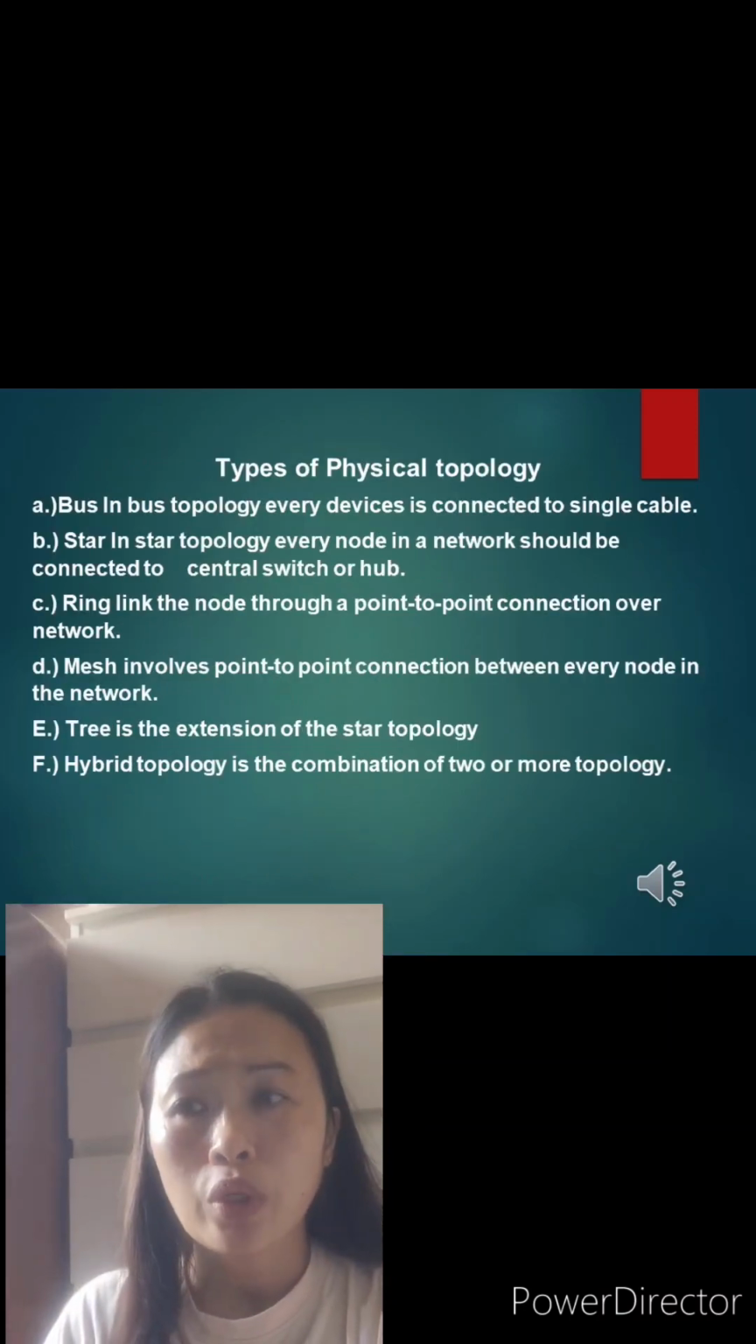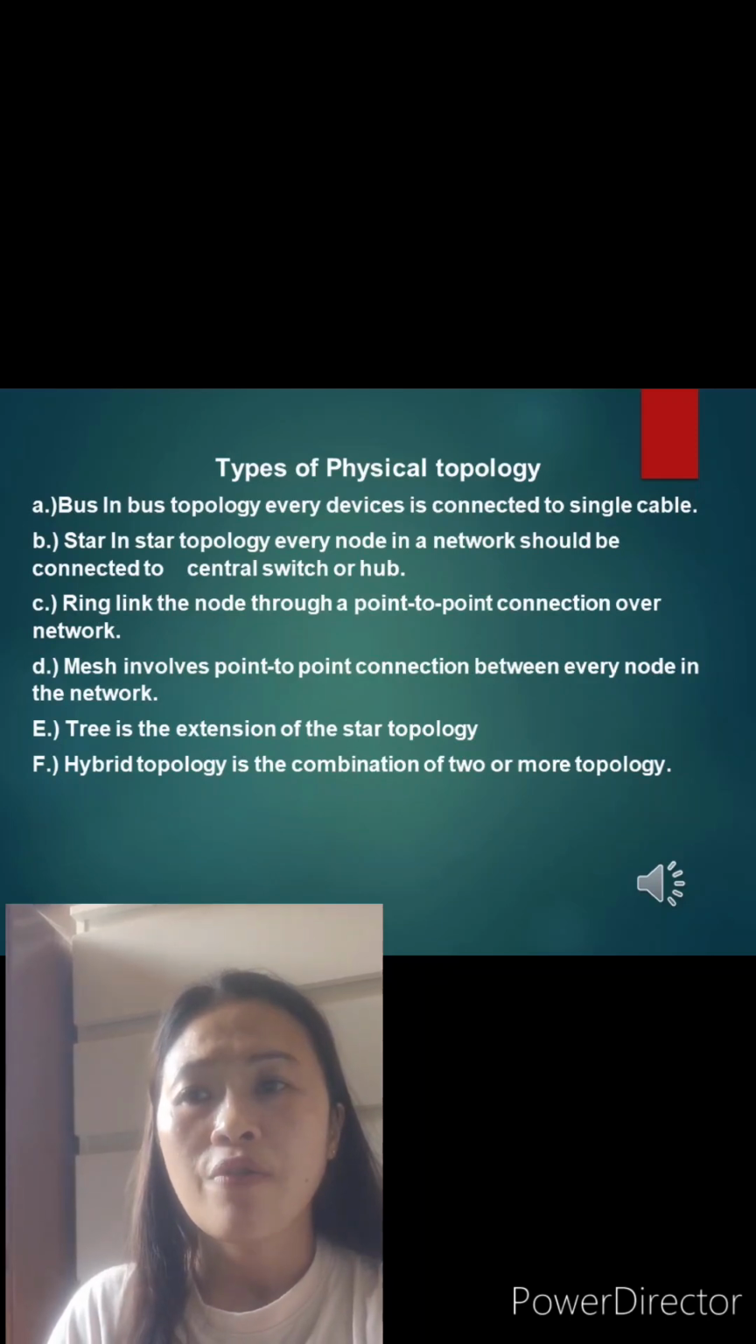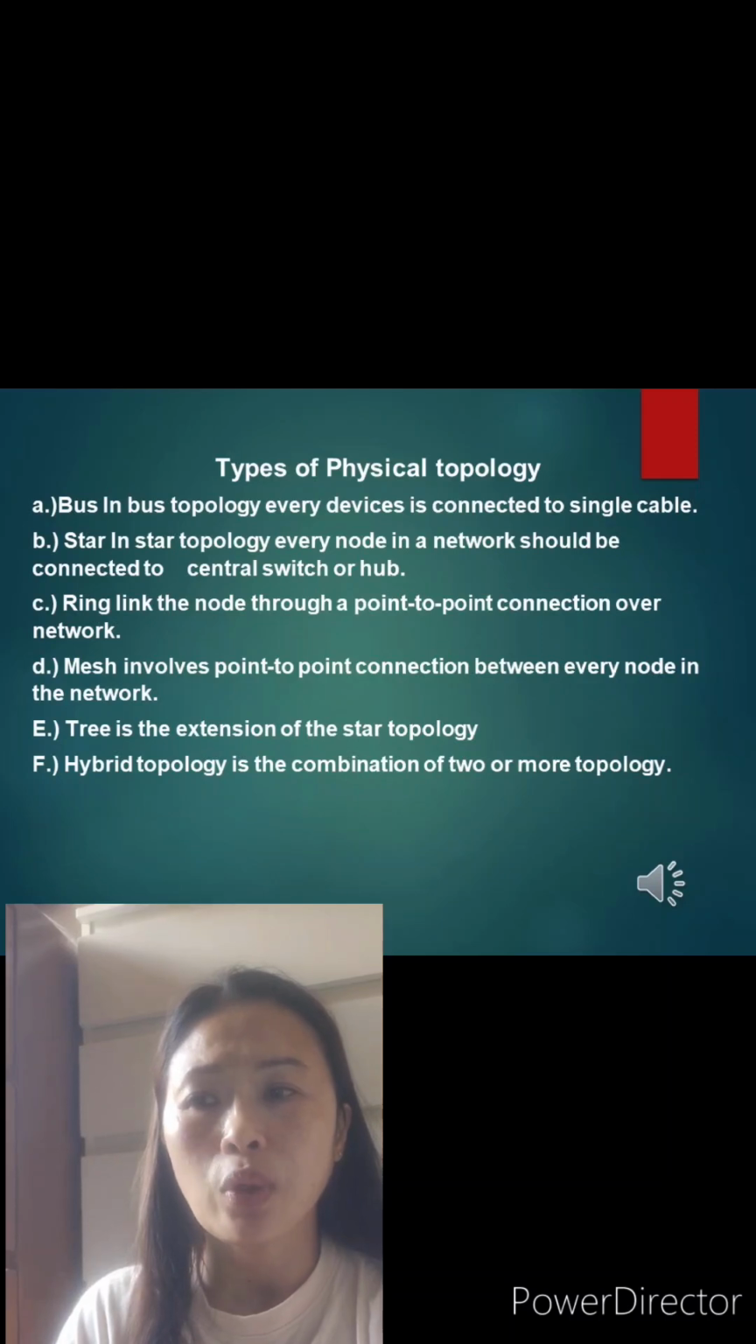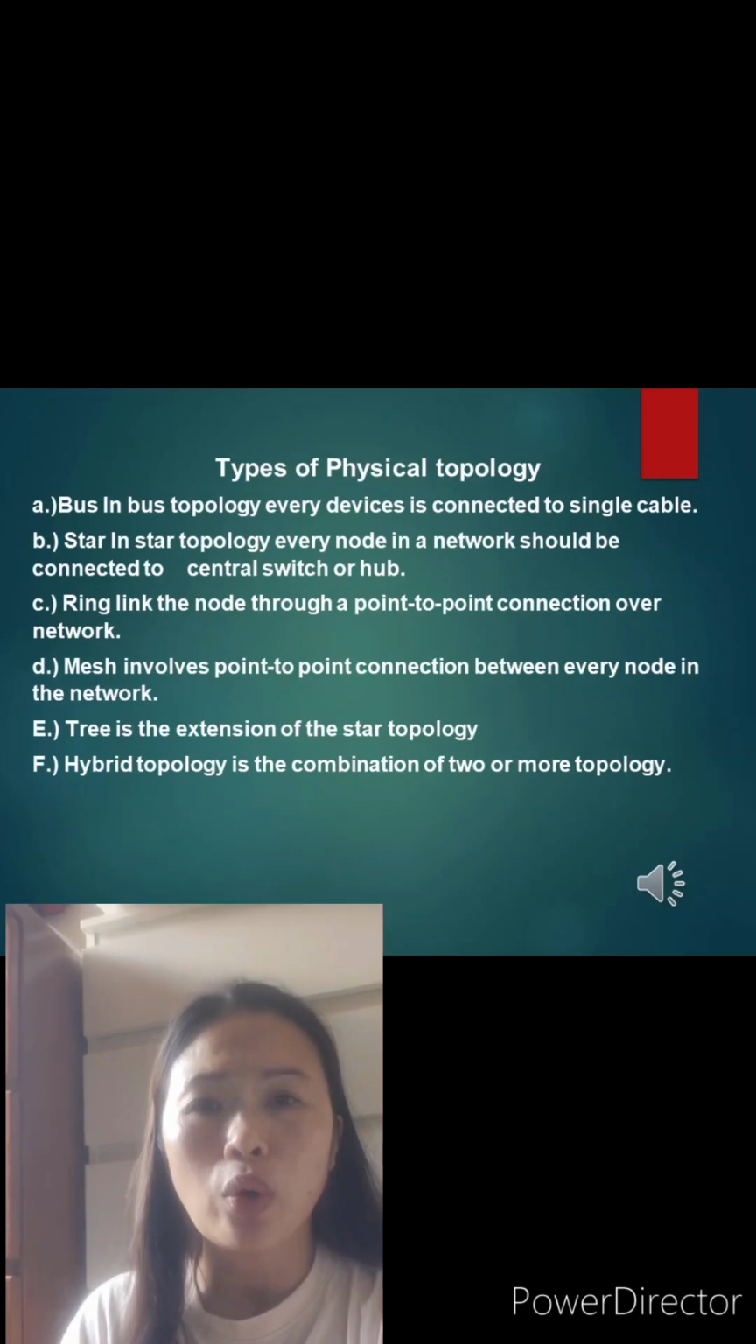Types of topology. Bus: in a bus topology, every device is connected to a single cable. Star: in the star topology, every node in a network is connected to a central switch or hub. Ring links the nodes through a point-to-point connection over the network. Mesh involves a point-to-point connection between every node in the network. Tree is the connection of star topologies. Hybrid topology is the combination of two or more topologies.